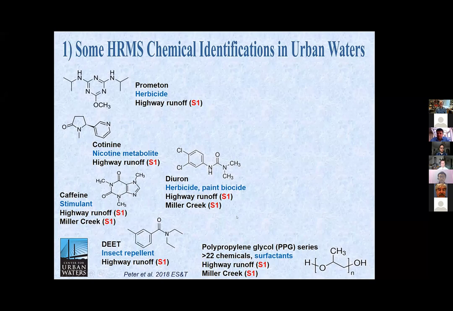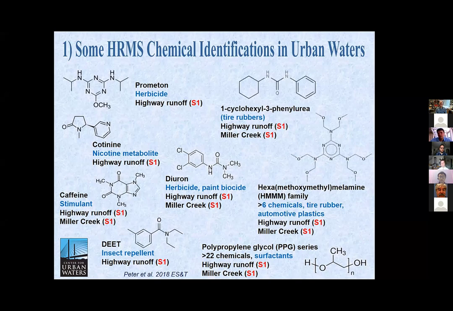And then surfactant series, like the polypropylene glycol series here down at the bottom. There's lots of these things. These are ubiquitous in urban receiving waters. And then we get to some chemicals that are just a little less present in the environmental literature, things that people aren't paying nearly as much attention to. Things like cyclohexylphenylurea and hexamethoxymelamine. These are actually constituents of tire rubbers. These are chemicals which are leaching out of the tire rubbers and occurring in these urban receiving waters.